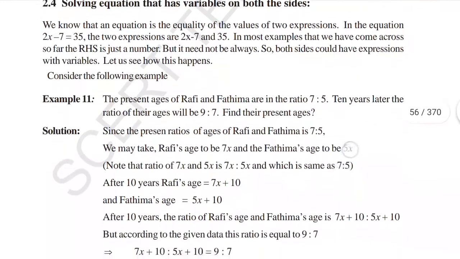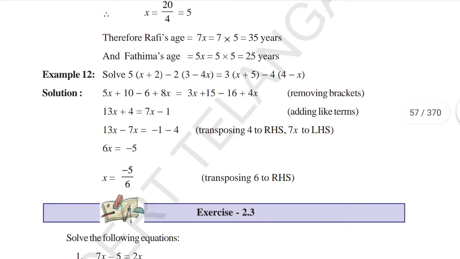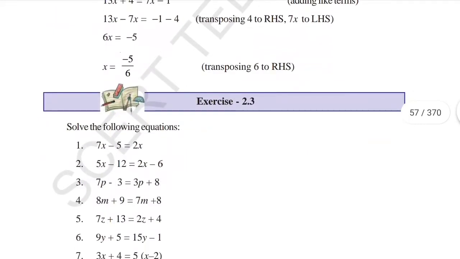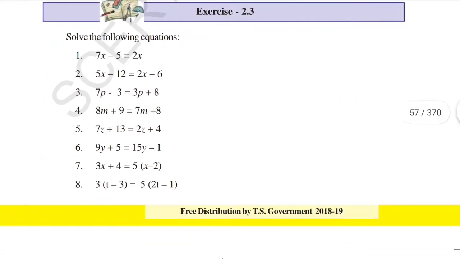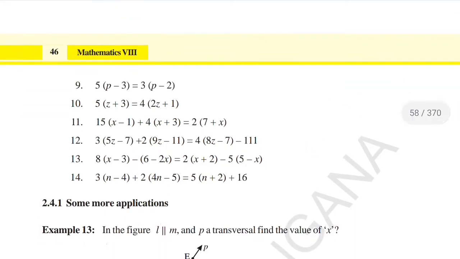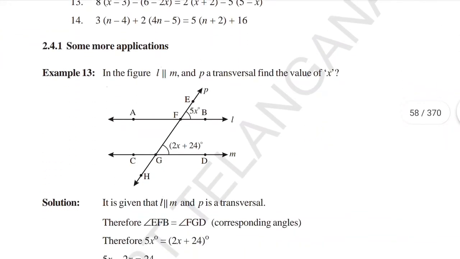So after example 11, we have one example, that is 12, which is already completed in the previous classes. Then after exercise 2.3, in this we have simplification questions, total 14 questions, already completed in the previous classes. Coming to example 13.